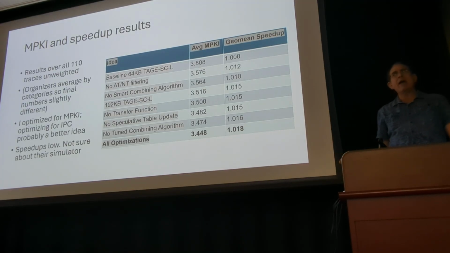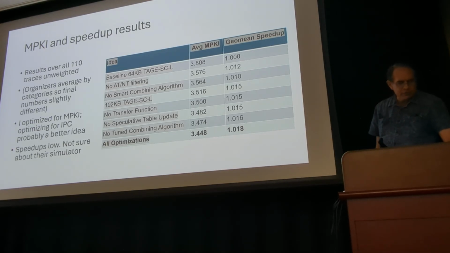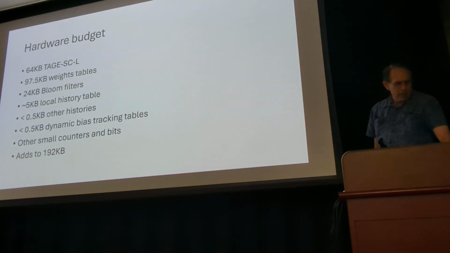Optimized for MPKI rather than IPC, and I was thinking that maybe optimizing for IPC would have been a better idea, but according to Rami's remarks this morning, maybe it doesn't matter. Their speedups are kind of low. I don't know about their simulator. I expect better speedups for the improvements I saw in MPKI. The computation of the hardware budget you can find in the paper.